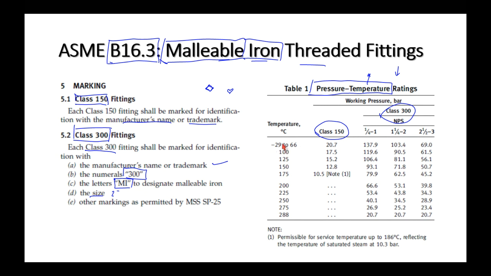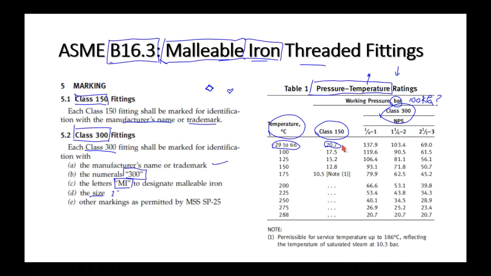So let's see what happens. Here we've got temperature in degrees Celsius, and here we've got a mighty low temperature, and a class 150 malleable iron fitting is good for 20.7 bar. And what is a bar? A bar is 100 kPa. Is that what it is? Somebody help me here. Okay, all right, thank you for that. So a bar is 100 kPa.